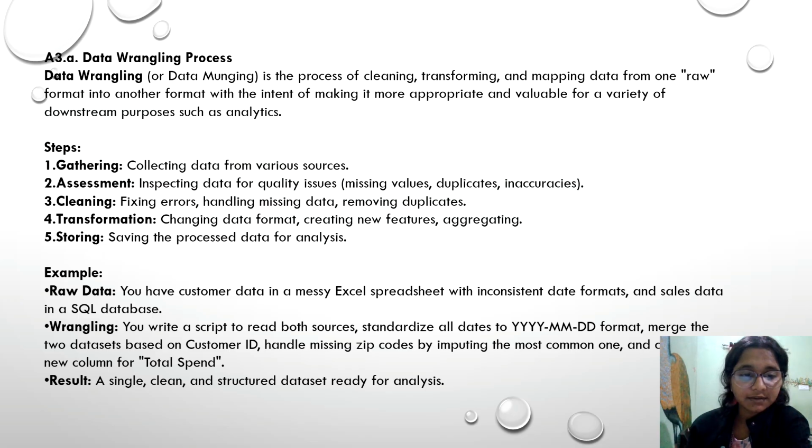Example, raw data. You have customer data in a messy Excel spreadsheet with inconsistent data formats and sales data in a SQL database. Wrangling: you write a script to read both sources, standardize all dates to YYYYMMDD format, merge the two datasets based on customer ID, handle missing zip code by imputing the most common one, and add a new column for total spend. Result is a single clean and structured dataset ready for analysis.